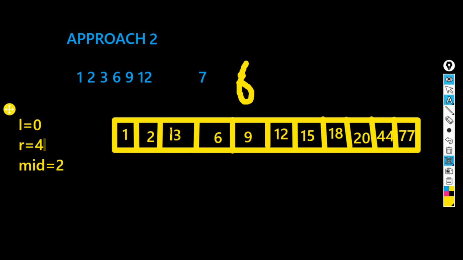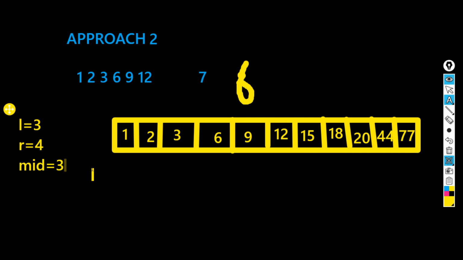The value at the second index is 3, and 3 is less than 7. So we will increment L to mid plus 1, which will be 3. Now we will again find the mid. Mid will be 3 plus 4, 7. 7 divided by 2 is 3.5. We will take the integer value, which is 3.